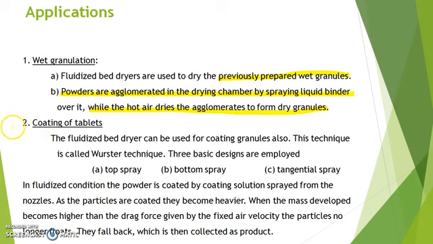The next application is coating of tablets. The fluidized bed dryer can be used for coating of granules also, and this technique is called the Wurster technique. Three designs are employed: top spray, bottom spray, and tangential spray. In the fluidized condition, the powder is coated by coating solution sprayed from the nozzles. As the particles are coated, they become heavier. When the mass becomes heavier, the drag force given by the fixed air velocity can no longer float the particles.